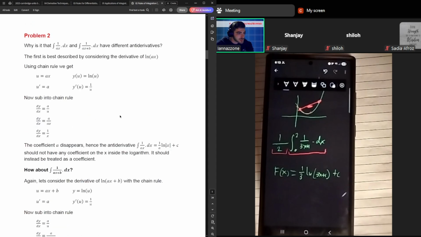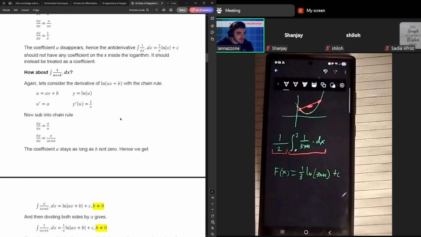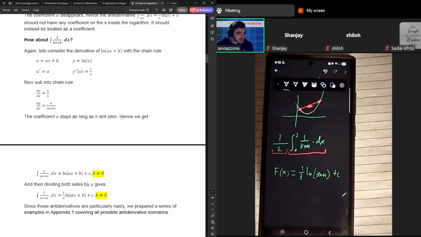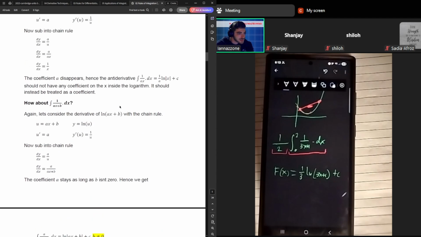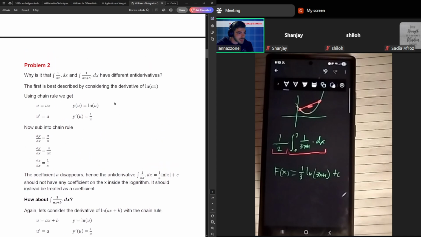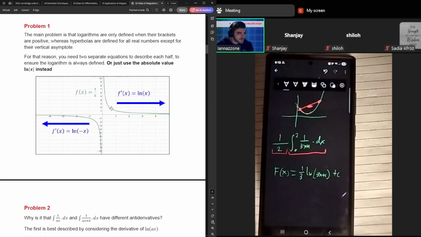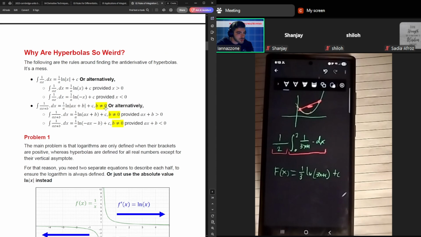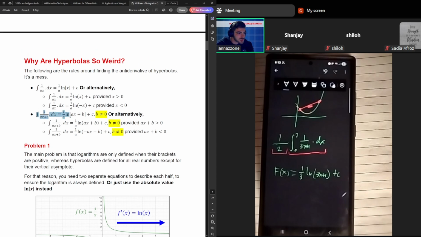Is it worth getting into? This is a bit more involved. I think I'll leave this just for further reading if you would like to understand why it is the case that these have some separate antiderivatives. It's not super important to know why, but more so just know that they are different.